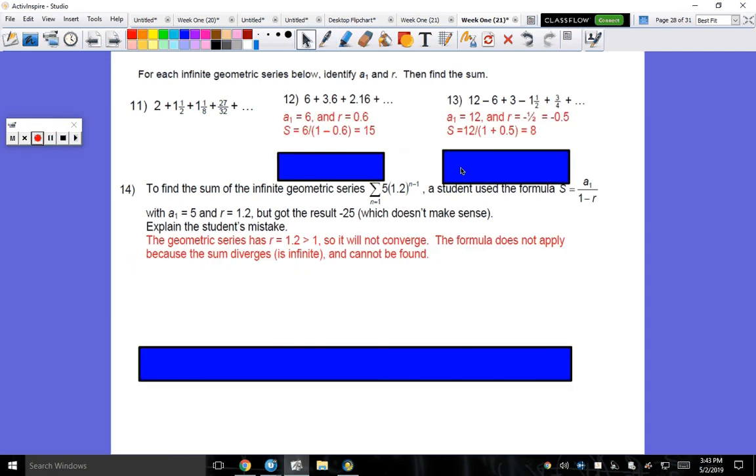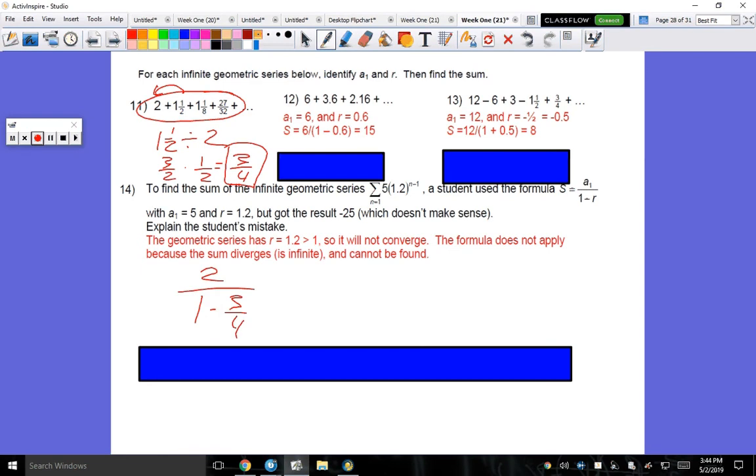Couple things right here. First of all, sometimes you're not going to be given R. You'll just be given numbers. You have to find R. So if I did 1.5 divided by 2, we know that's 3/2 divided by 2. Keep, change, flip. You can see that this is going to be 3/4. 3/4 could be the R value that you're going to plug in and solve for the rest. So it would be the first term, which is 2, over 1 minus 3/4. You'd get 1/4. So you would see that it would converge to 8.